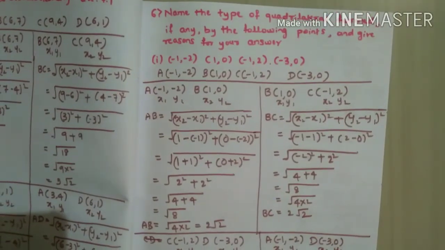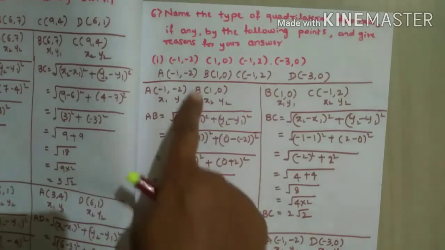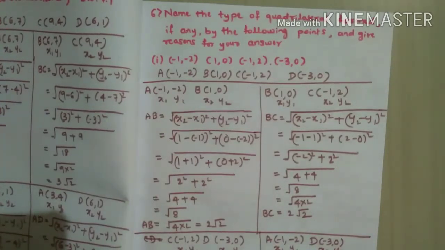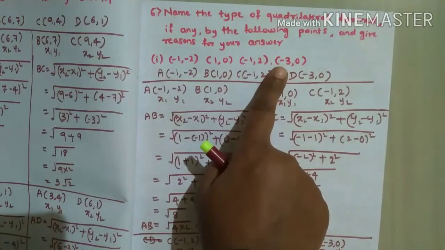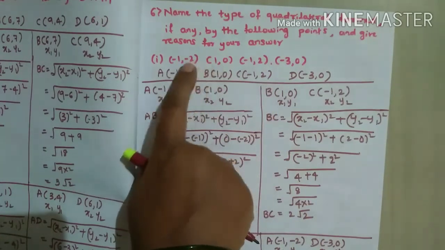In the sixth sum, what they have given is: name the type of quadrilateral formed, if any, by the following points and give reasons for your answers. Here actually they have given 3 sums. In that, the first sum I solved here, and the second and third sums I will solve. Next, just see, here they have given the 4 points, the 4 vertices of the quadrilateral. You have to find the distance between these two, meaning the length of these two.